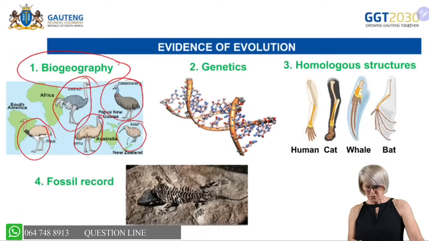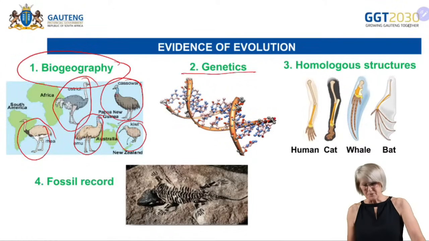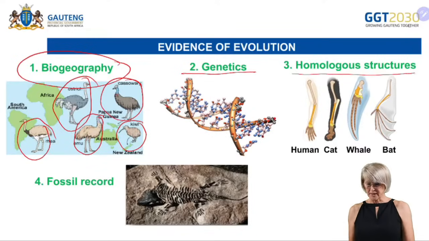Right, then the second form of evidence is known as genetics, and we've spoken about it. Here we can compare, and this is where we do DNA profiling. We can have a look at mitochondrial DNA, and then we compare the similarities and the differences. By looking at the similarities and the differences, we can work out how closely related organisms are. Right, then the third form of evidence is known as homologous structures.